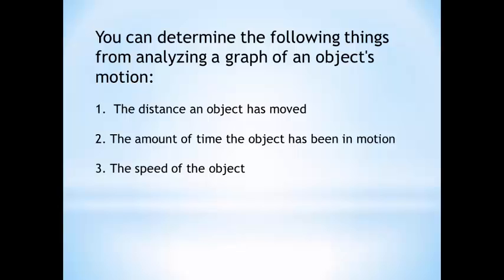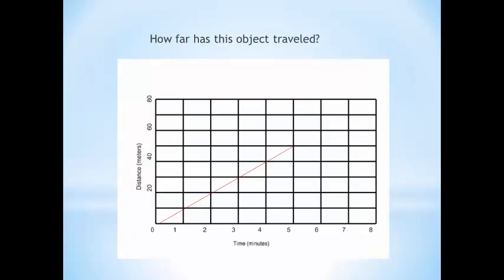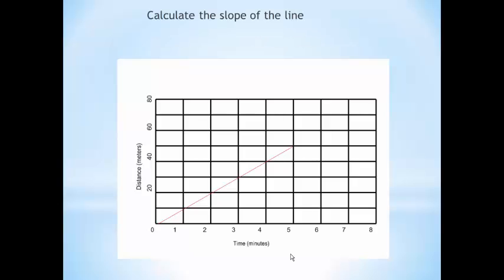You can figure out how far an object's moved, how long it was in motion, and from those two pieces of information, you can figure out the speed of the object. How far has this object traveled? Well, you can look at the distance on the y-axis, and you can see it started at 0 and went to 50 meters, so it traveled 50 meters. How long has the object been in motion? Well, looking at the x-axis, it's been in motion for 5 minutes. How do we calculate its speed? One way is to calculate the slope of the line.